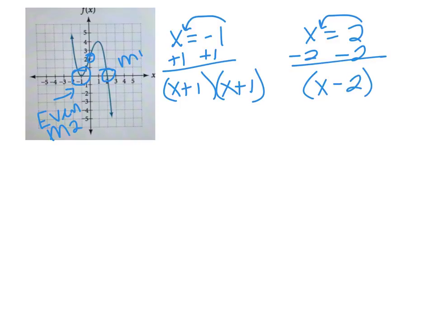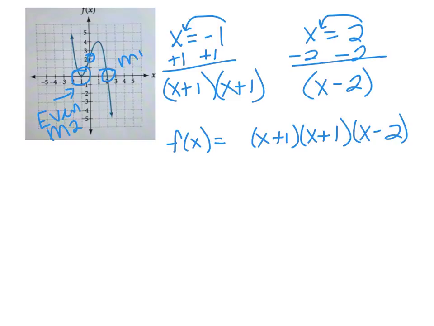So I'm going to start by saying f of x equals (x plus 1)(x plus 1)(x minus 2). Well, I need to know what goes out in front. So what coefficient goes out in front to make the y-intercept hold true? I know the y-intercept point is listed (0, 2). So I know one point on my graph.